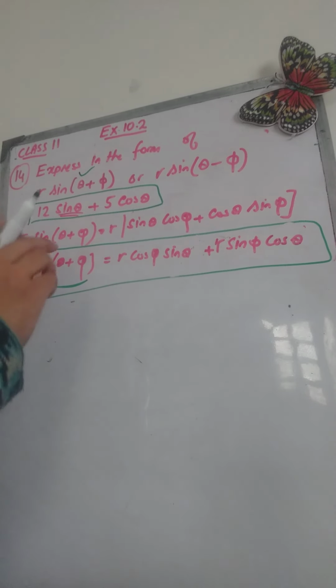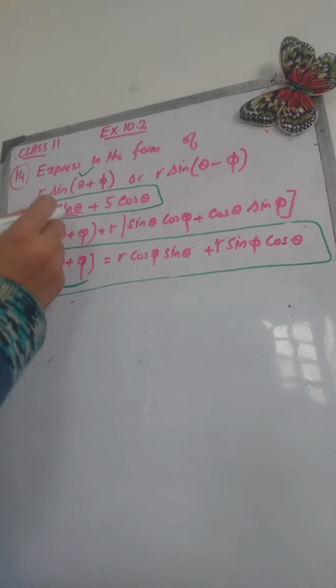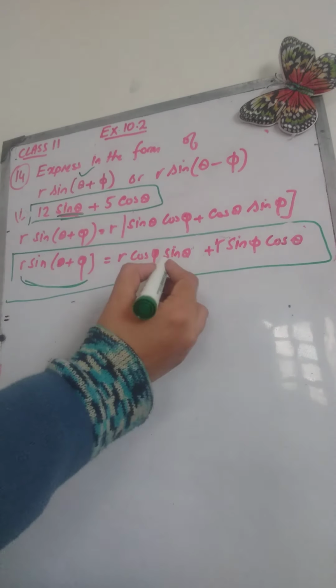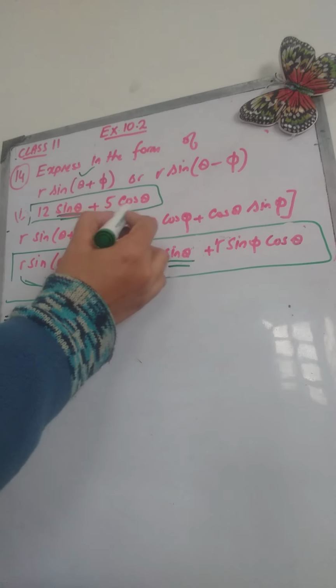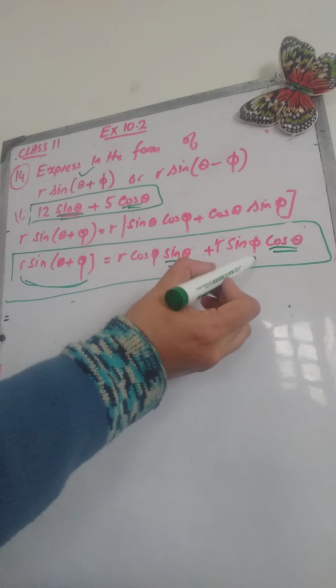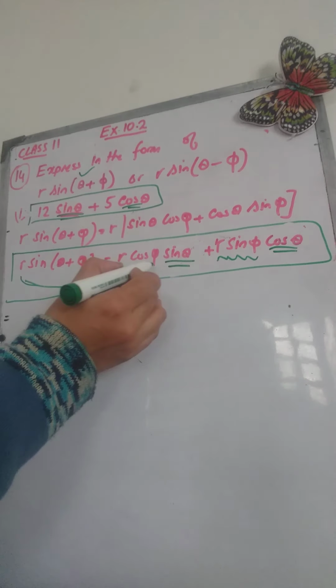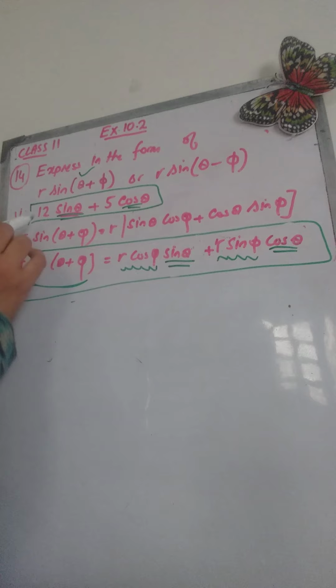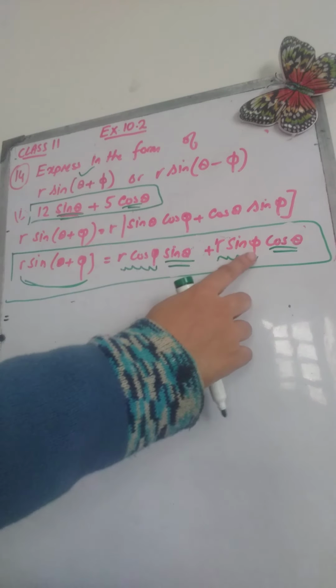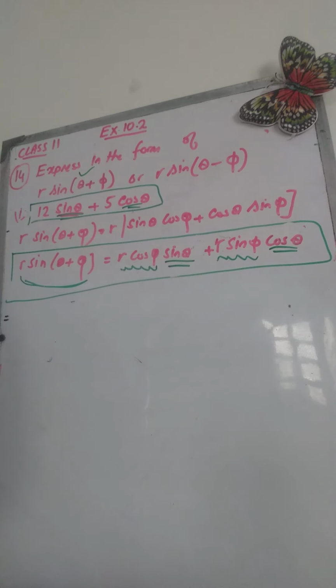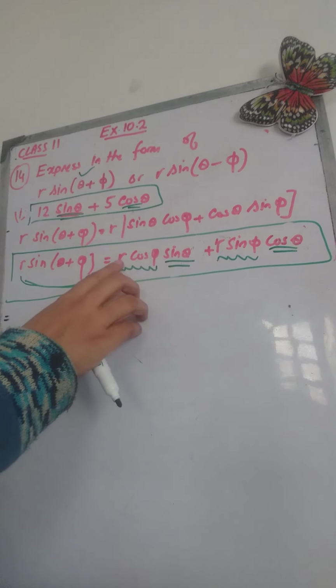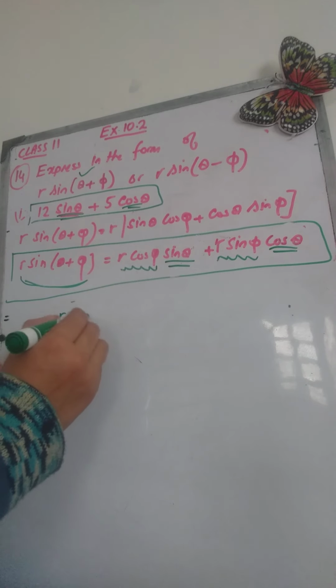So over here, if you observe these two quantities, sine theta and sine theta are the same. Okay, cos theta and cos theta are the same. The only difference in these two expressions is that in place of r cos phi we have 12, and in place of r sine phi we have 5. Now we have to find r and phi, both of which are unknown quantities.